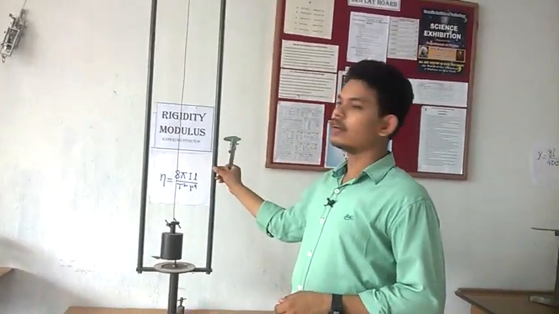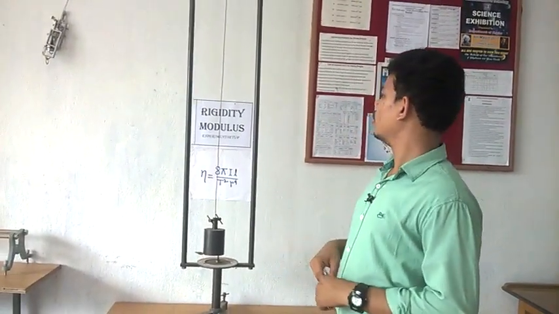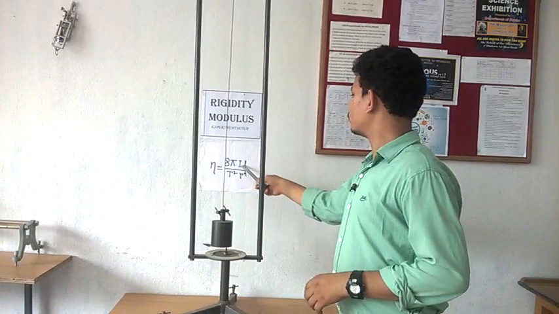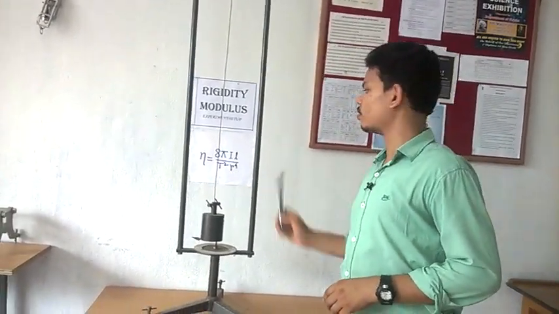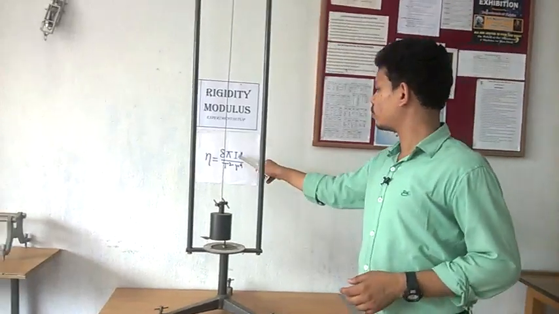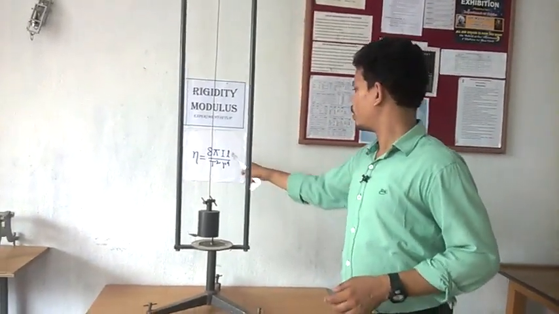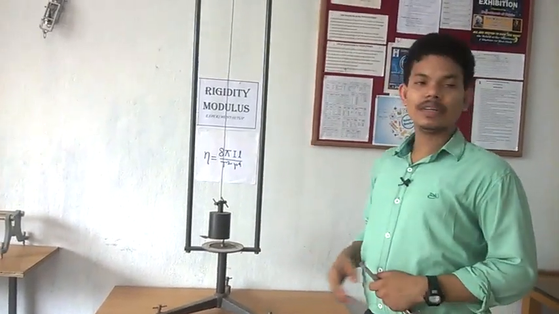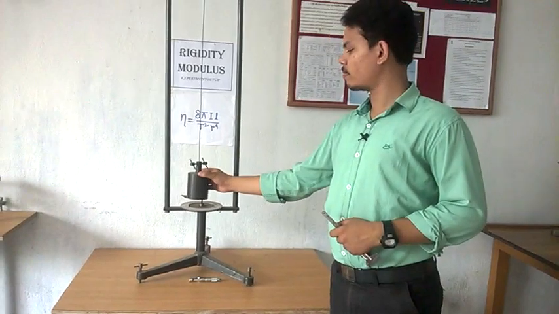This is our rigidity modulus experiment. This is our working formula: eta equals 8 pi I L by T square r to the 4. So we just have to measure I, L, T and r. What is I? I is the moment of inertia of the cylinder. So we know that this is m r square by 2.